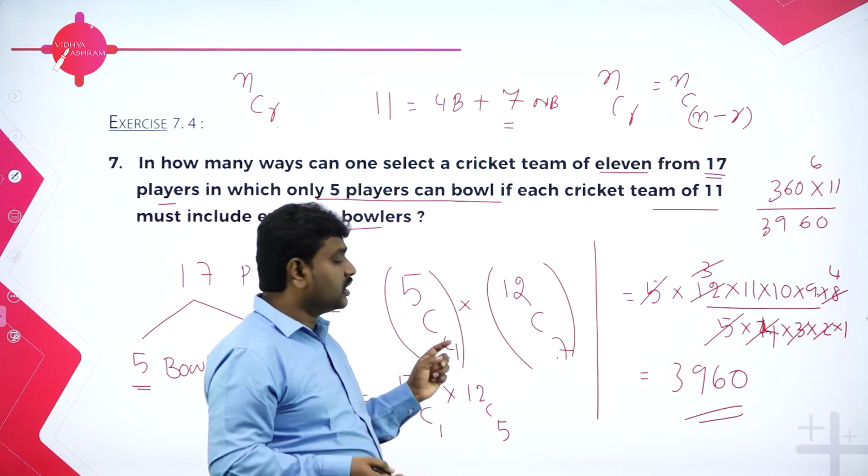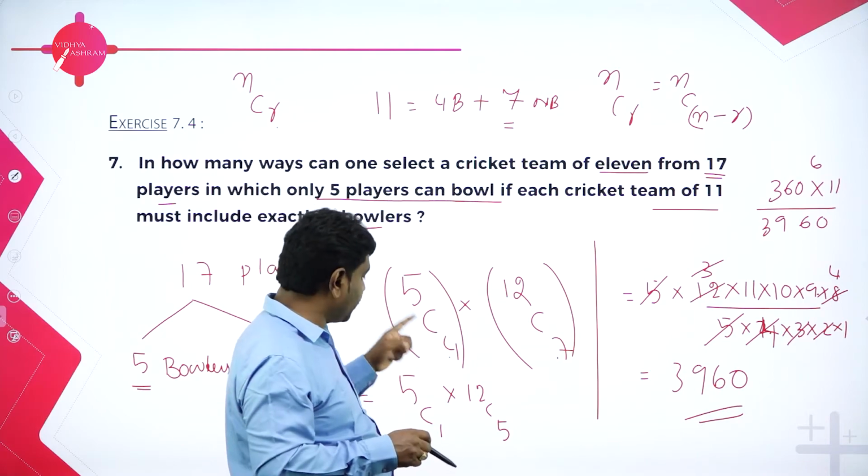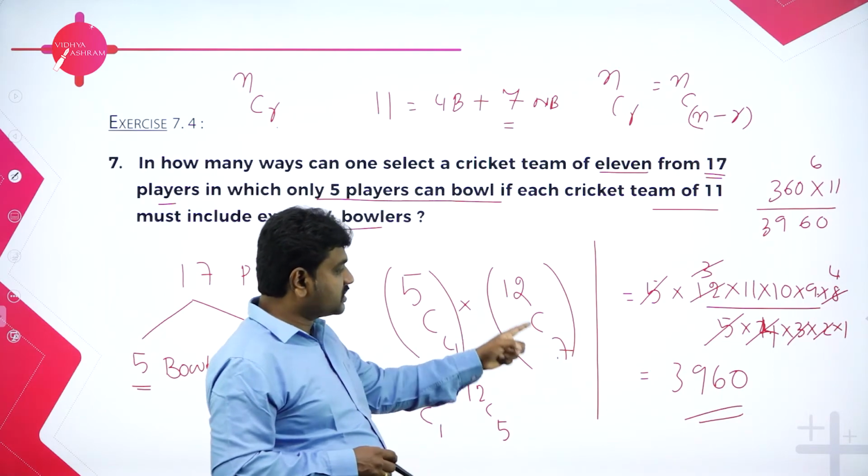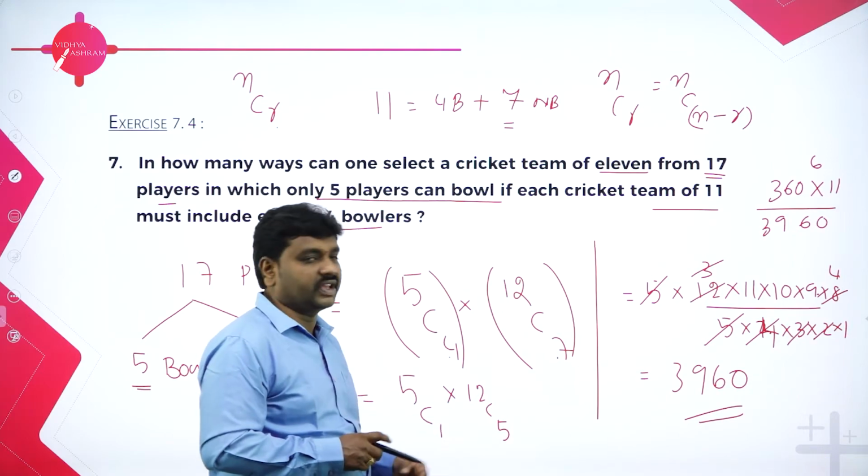5C4 is longer. So 5C4 is same as 5C(5 minus 4). 5 minus 4 is 1. 12C7 is same as 12C(12 minus 7). It is 5. That's it.